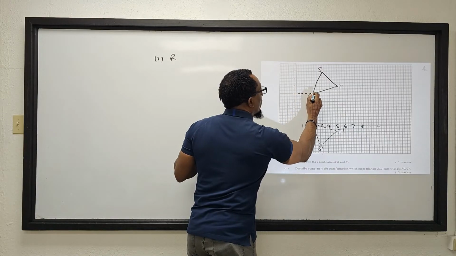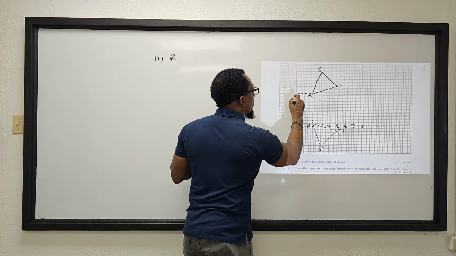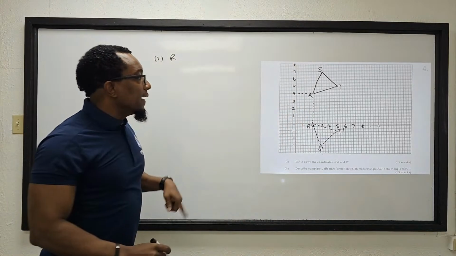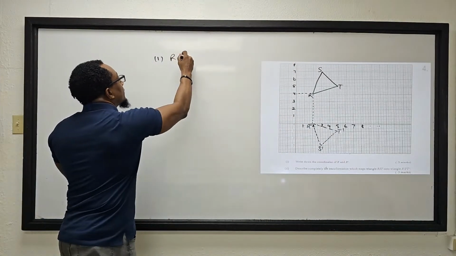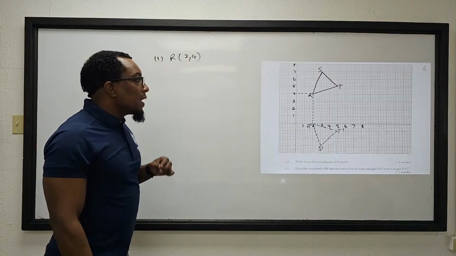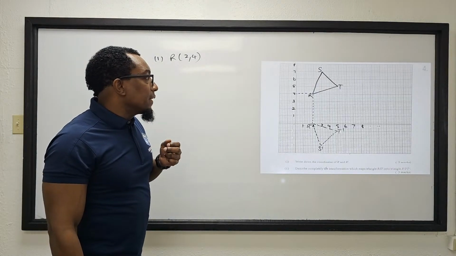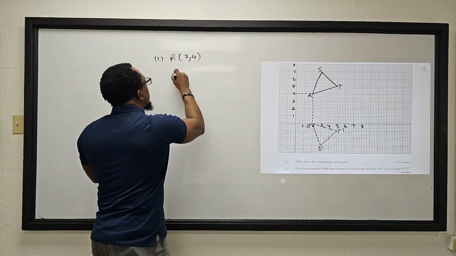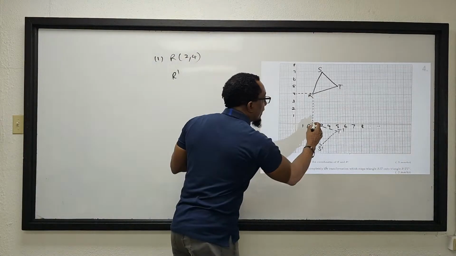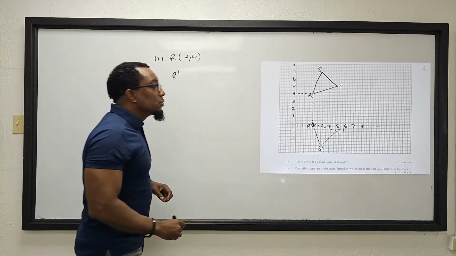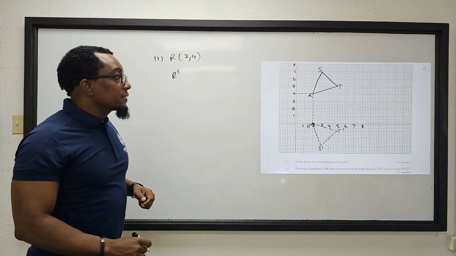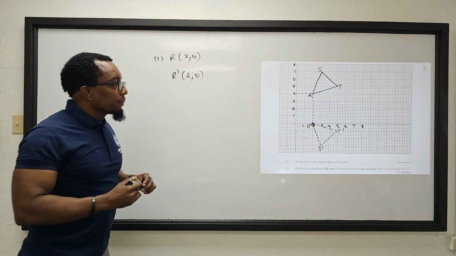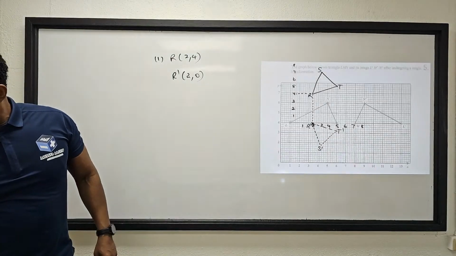And this will be 4. 2 on the x, this is 1, 2, 3, 4, 5, 6, 7, 8. This is going to be 2 on the x and 4 on the y. So that's R. And what are the coordinates of R prime? So R prime is exactly at 2 on the x-axis, so the coordinates of R prime will be 2, 0. Alright?